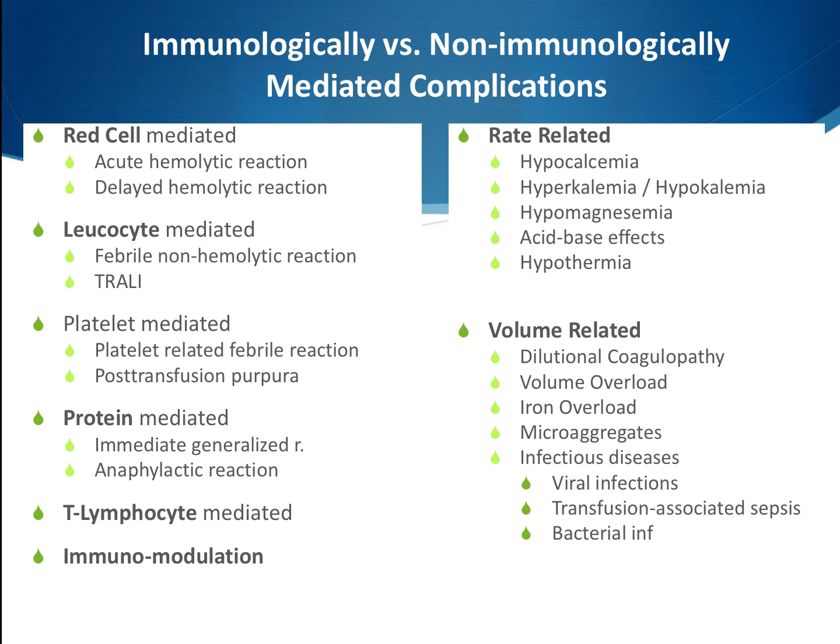Versus the non-immunological, it's more like how much and how fast am I giving that? Okay. Rate related, think about MTP. All those electrolyte shifts, all the temperature shifts, all the shifts in acid base status. Versus volume related. If I only use one blood component, for example, packed red blood cells, but I'm bleeding whole blood, I'm diluting my coagulation factors. That's why MTP uses FFP to packed red blood cells 1:1, and with platelets either 1:1:2 or 1:1.